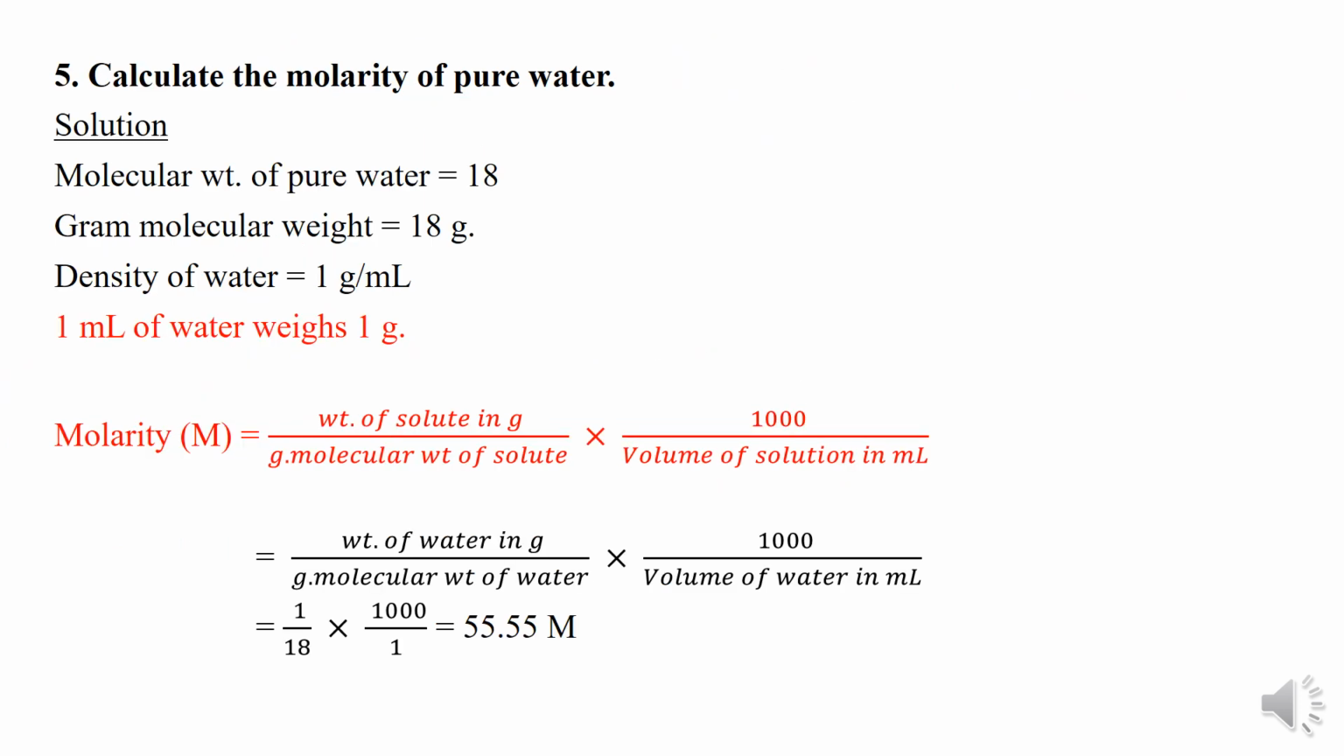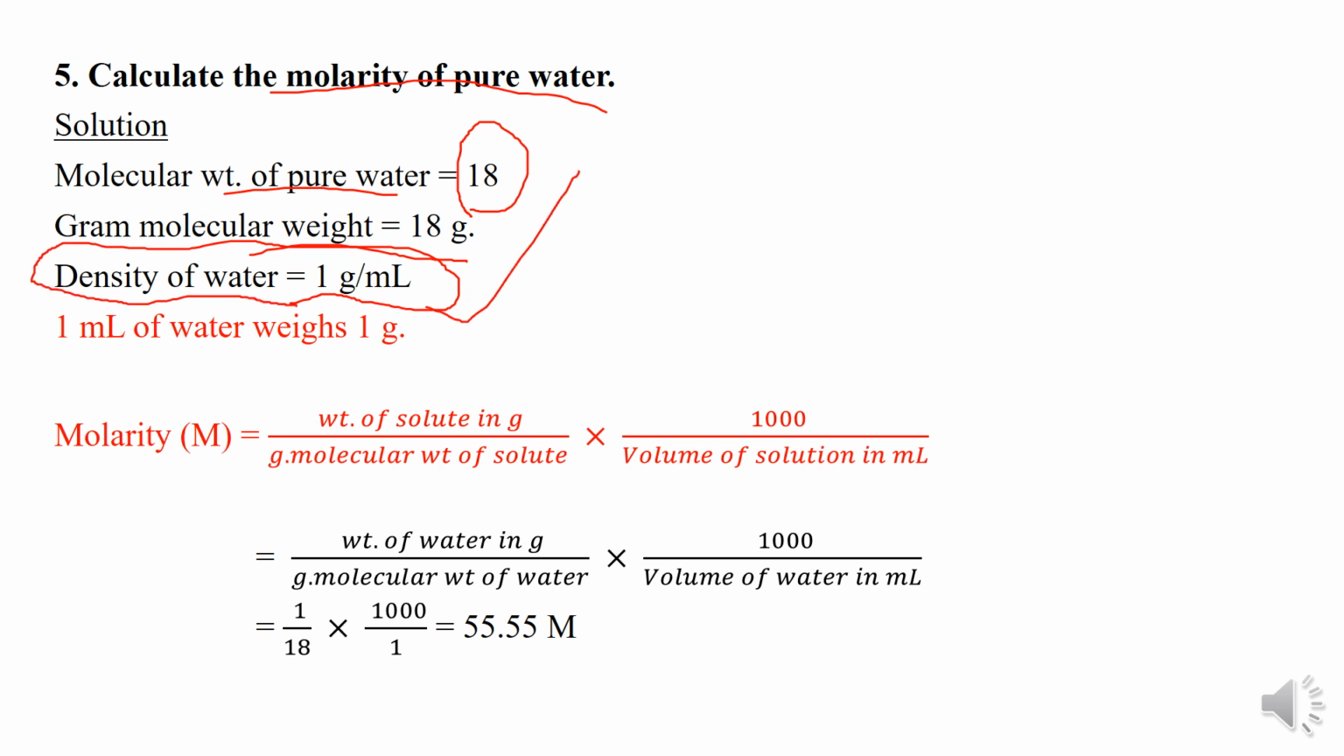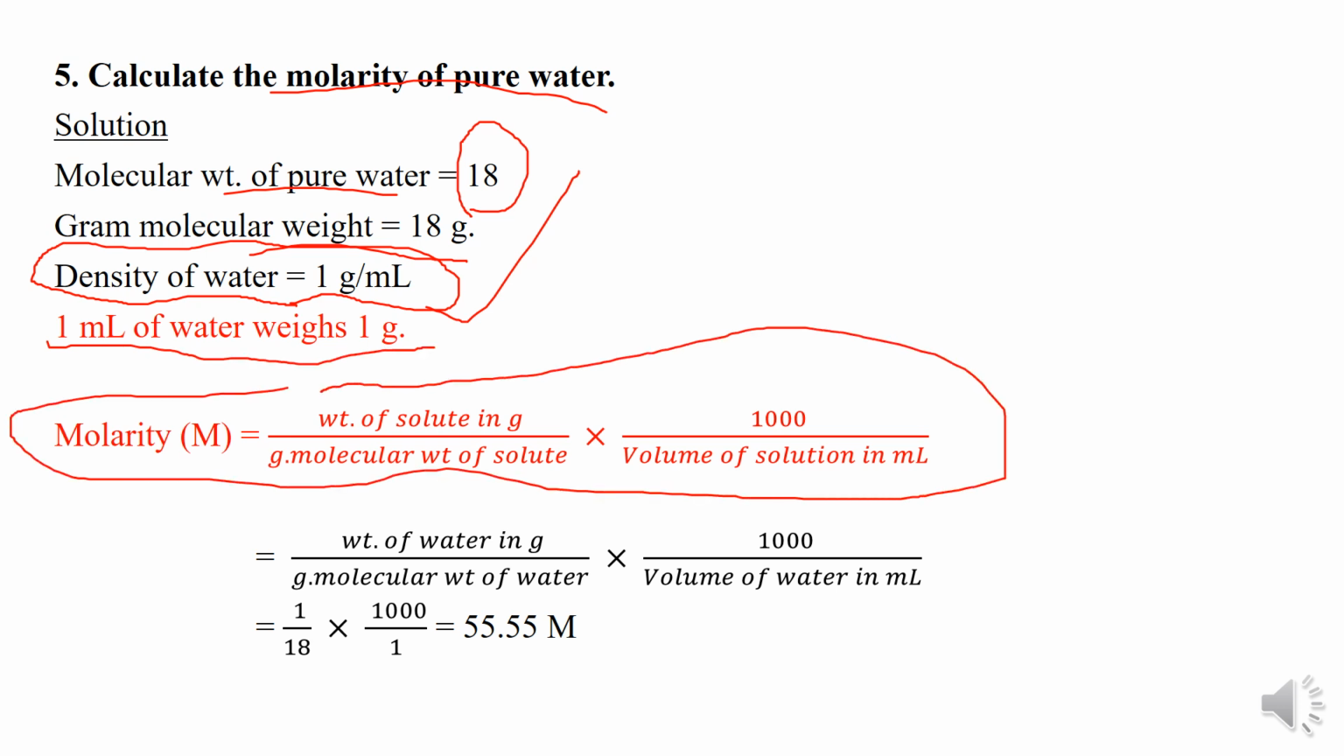Next question. Calculate the molarity of pure water. The molecular weight of pure water is equal to 18, right? Then gram molecular weight will be 18 gram. And we have to use the density concept to calculate the molarity of pure water. 1 gram per ml is the density of water. It means 1 ml of water weighs 1 gram. Then here is a formula for the calculation of molarity. Then weight of water in gram is equal to 1 gram according to density concept. 1 gram per ml means 1 ml of water weighs 1 gram. Then weight of water will be 1. Then gram molecular weight 18.